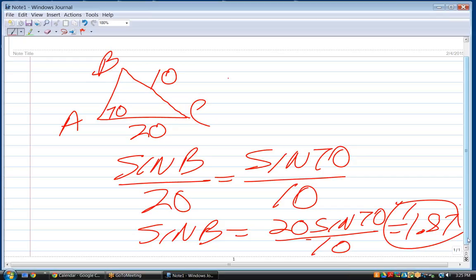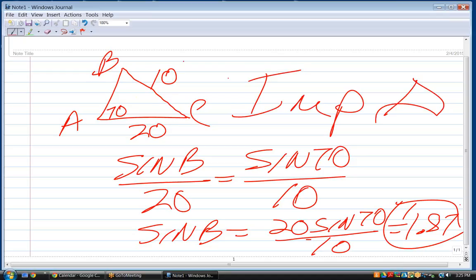And then it gave me the error. Sine cannot be greater than +1 or less than -1. So when you come up with the sine of an angle is greater than 1, it means you have an impossible triangle. There's no way this triangle can exist where I have 10 opposite a 70-degree angle, and I have a side of 20 opposite whatever that angle is. That angle has to be too big. It makes it more than 180 degrees in this triangle.